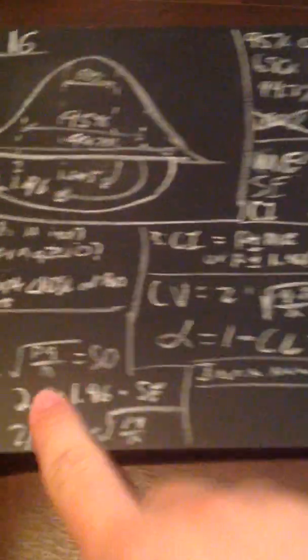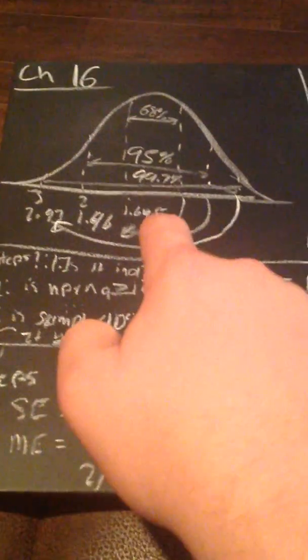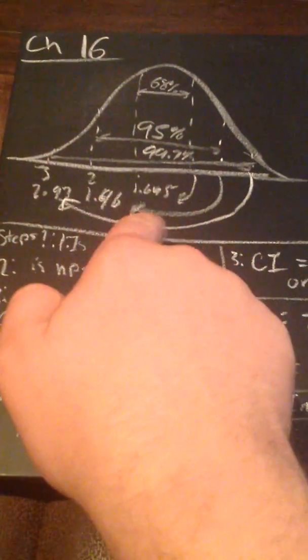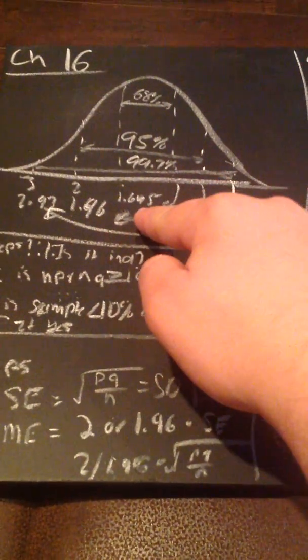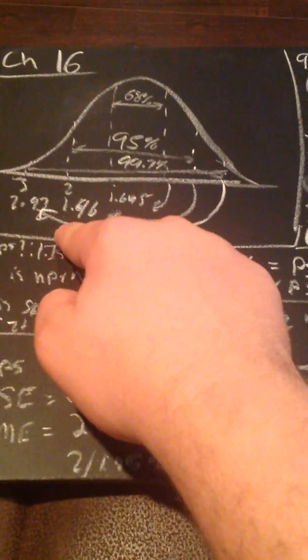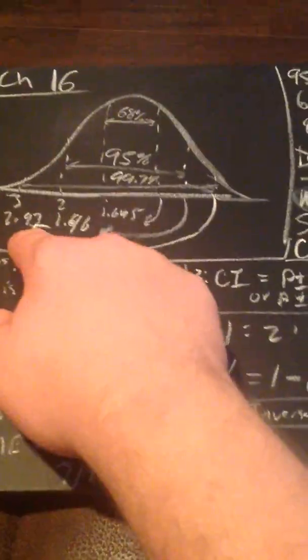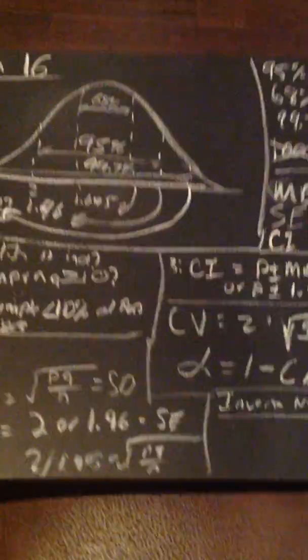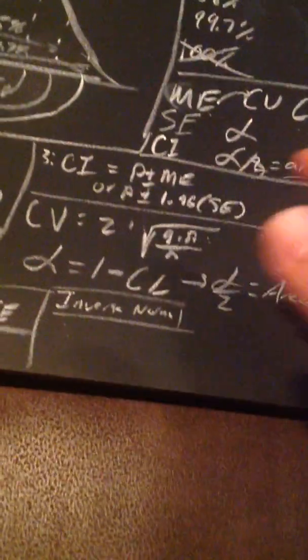And remember, whatever z-score you're using here, 1.96, comes from this. I wrote them down for your ease. The 68th percentile is going to be 1.645. The 95 is going to be 1.96. And the 99.7 is going to be 2.97. Just memorize those three. That's all you need to memorize, besides the formulas, obviously.